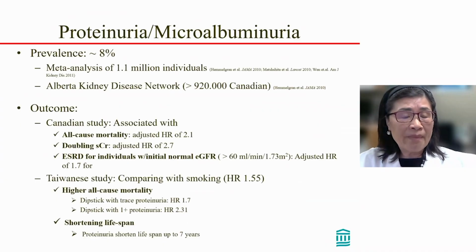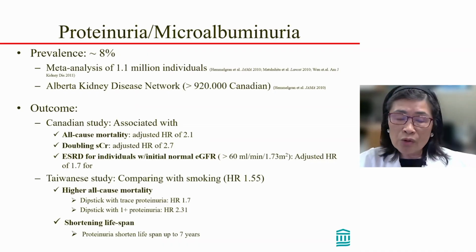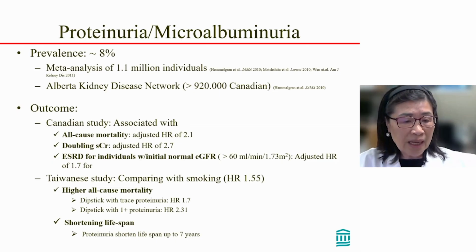So following up on what we found in KDSAP, this is a meta-analysis from both the United States and Canada. The overall prevalence of proteinuria or microalbuminuria is 8%. And as we all know, proteinuria or microalbuminuria has much higher all-cause mortality, with an adjusted hazard ratio of 2.1. And we all know it can cause faster doubling of serum creatinine and rapid progression to ESRD.